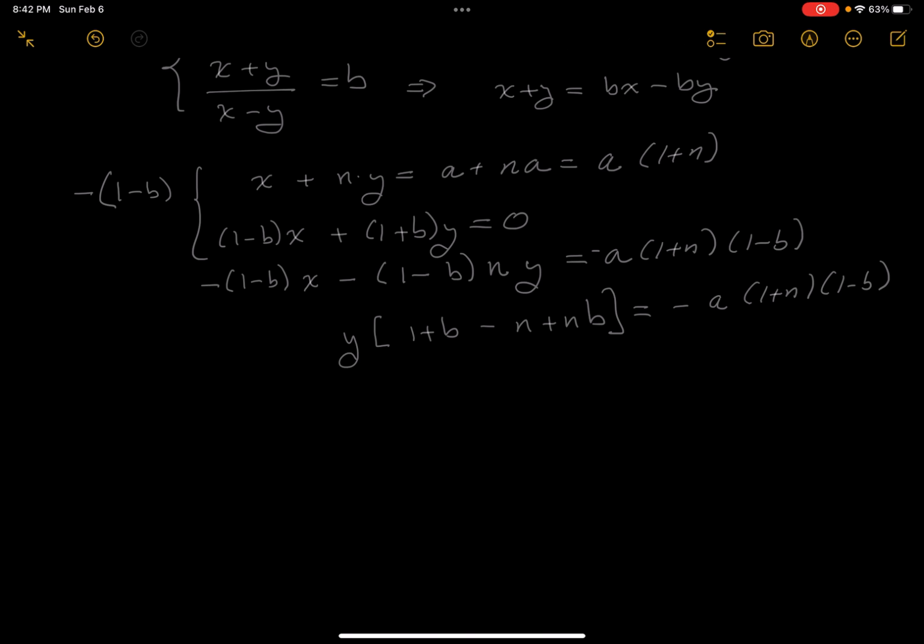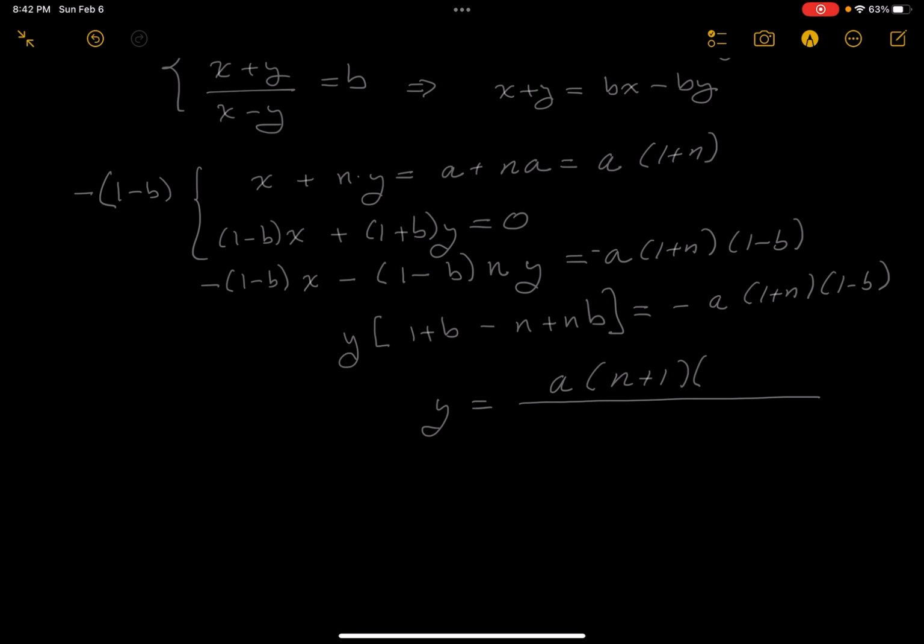I'm going to solve for y now. As I do that, I'm going to make one tiny simplification. I'm going to associate the negative 1 with the 1 minus b, so I get rid of the leading negative coefficient. And I get a. I'm going to write it as n plus 1.